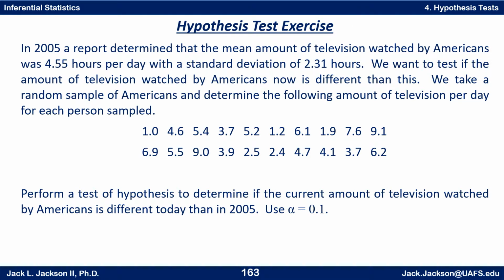So what we could do is go out and take a random sample of Americans and determine the amount of television per day for each person sampled. The first person is 1 hour, the next one is 4.6 hours, and so forth. Now we want to perform a test of hypothesis to determine if the current amount of television watched by Americans is different today than in 2005, and let's use an alpha level of 0.1, 10%.